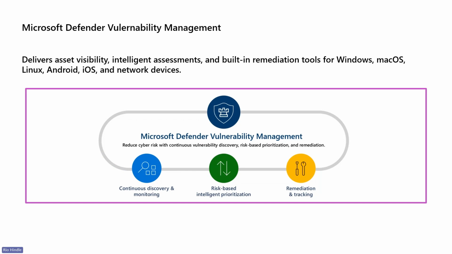Vulnerability management, which we've already briefly spoken about, delivers asset visibility, intelligent assessments, and built-in remediation tools for Windows, macOS, Linux, Android, iOS, and so on and so forth, right? With regards to asset discovery and monitoring, it uses built-in agentless scanners to continuously monitor and detect risk in your business, even when the devices aren't connected to the corporate network. Consolidated inventories provide a real-time view of your organizational software, applications, certificates, hardware, firmware, and browser extensions to help monitor and assess all your organizational assets.